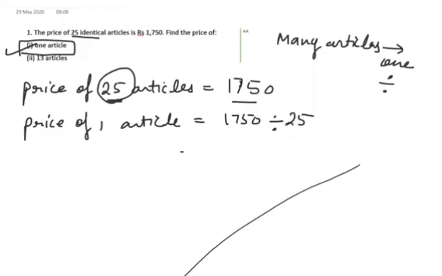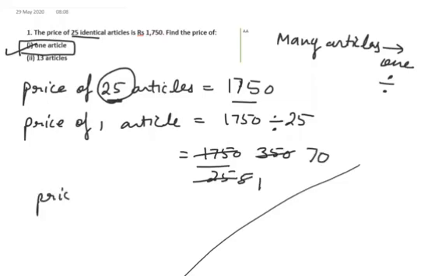Now you just divide it and tell me the answer. 5 5s are 25, 5 3s are 15, 5 5s are 25 and 0 as it is. 5 1s are 5, 5 7s are 35 and 0. So price of one article is rupees 70. Is it clear, children? So this is the answer of the first part.